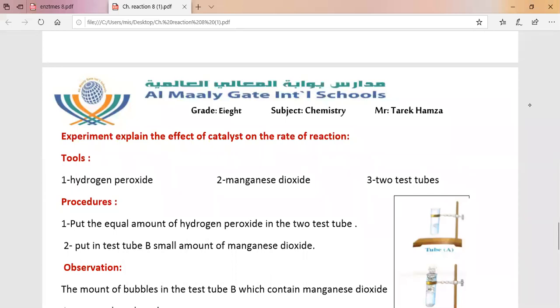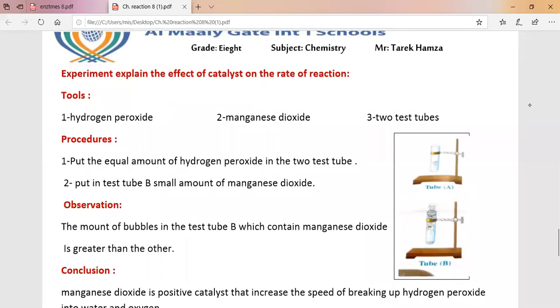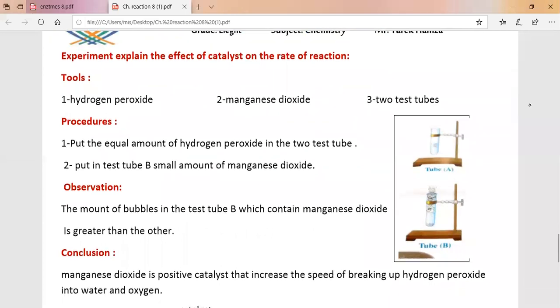Procedure: put an equal amount of hydrogen peroxide into test tubes A and B. Put a small amount of manganese dioxide in test tube B only. Observation: the amount of bubbles in test tube B, which contains manganese dioxide, is greater than in the other.